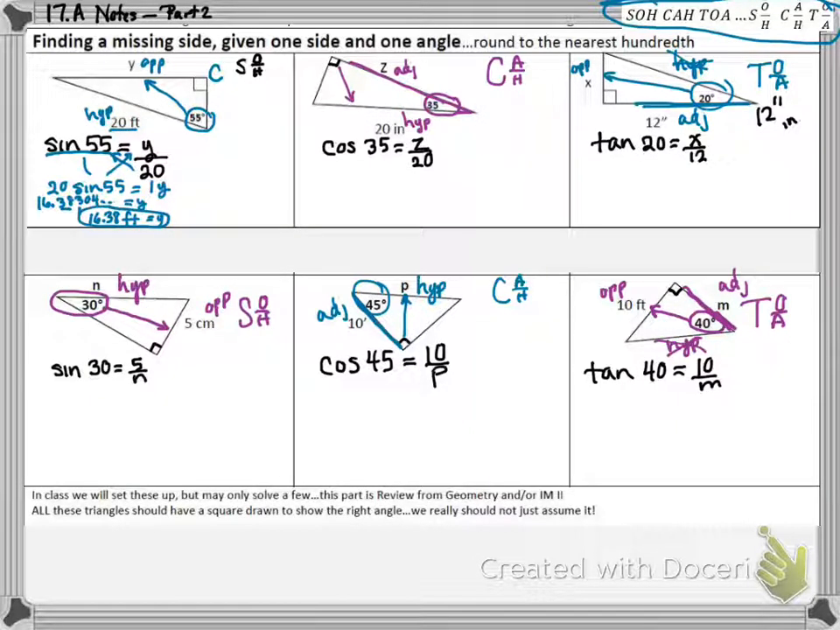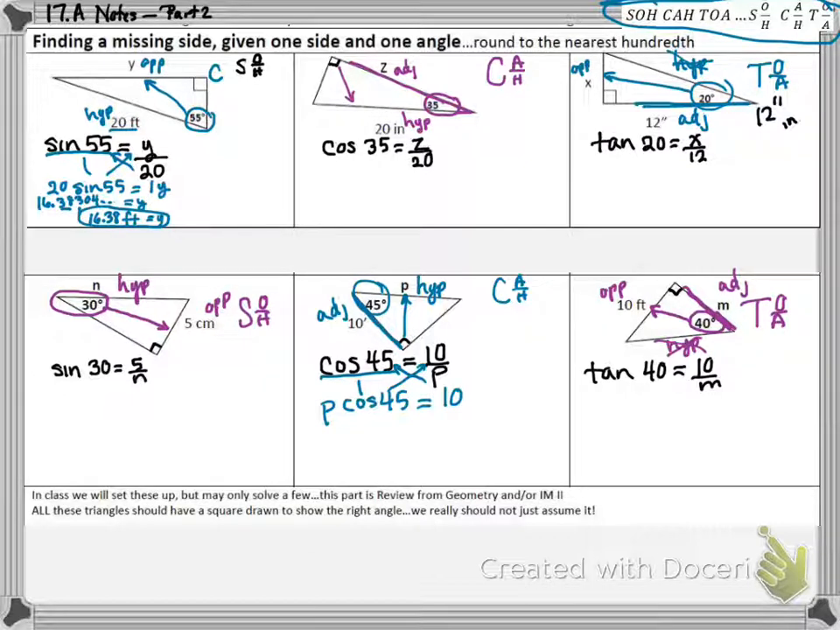Okay. To me, that top line with the letters on top is the easier one of the two. Let me choose one from the bottom to work for you. Let's work this middle one on the bottom. I'm still going to start with cross multiply. I've got the p, I've got the cosine 45, and it equals 10.